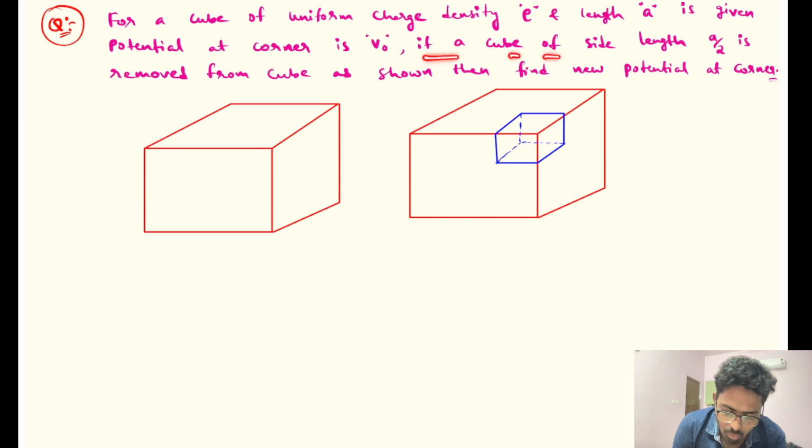Now they're telling, if a cube of side length a by 2, let's say this cube is removed, which has a side length of a by 2. After removing, they are asking what is the new potential at this corner point P. Let's say this is corner point P. Now you need to tell what will be the potential at the corner point P. This length is a by 2, the side length of the cube that is removed, and the side length of the whole cube is a.